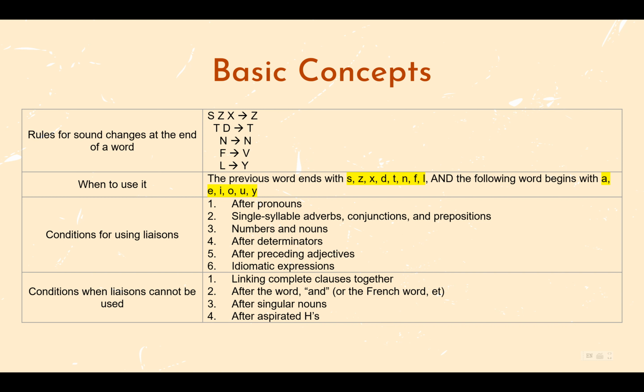Conditions for using liaisons. Number 1. After pronouns. Number 2. Single-syllable adverbs, conjunctions, and prepositions. Number 3. Numbers and nouns.